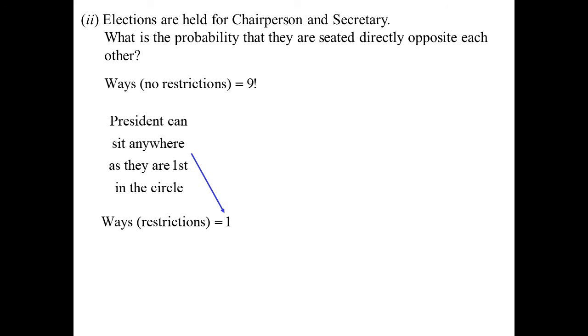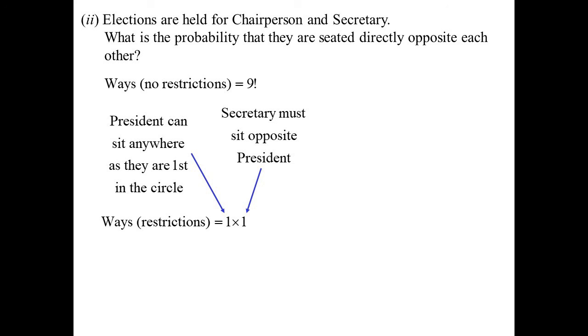Okay, now with restrictions. Let's sit the president down. Oh, somehow the chairperson has just been promoted. They're now a president. Anyway, let's place the president in the circle. No one's in the circle yet, so none of the spots are defined. There's one way I can do that. Now I'm going to put the secretary in, but we've said the secretary has to be seated directly opposite. So there's only one way the secretary can sit.